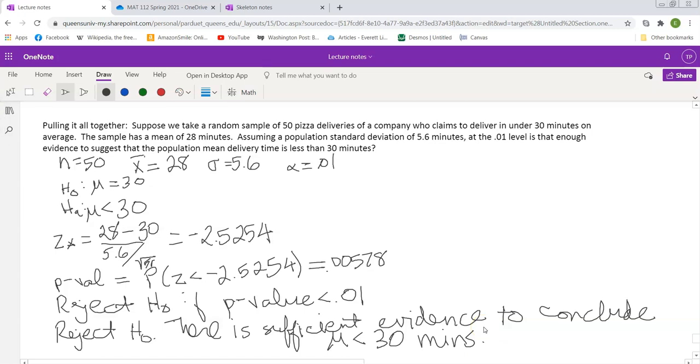All right, so that's it. That's all the steps of hypothesis testing and how to do the Z-test. As always, if you have any questions, please let me know.